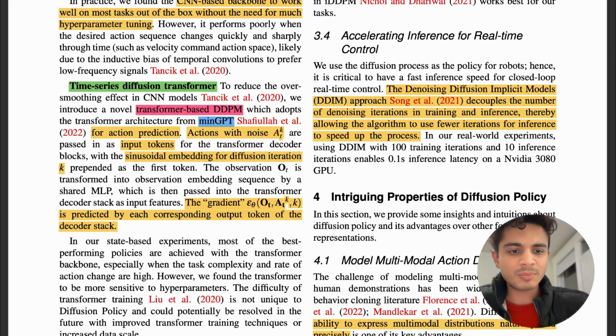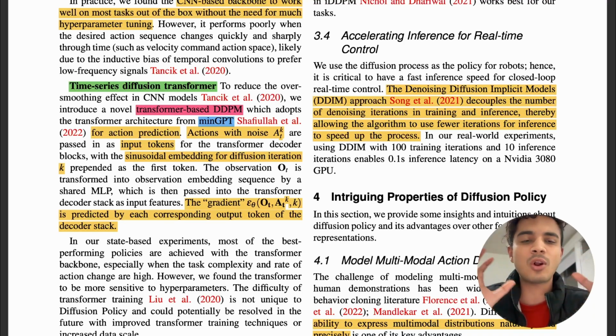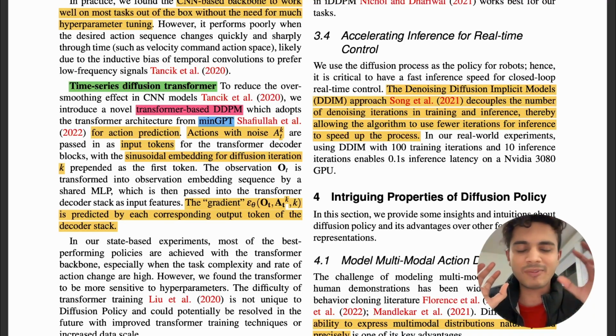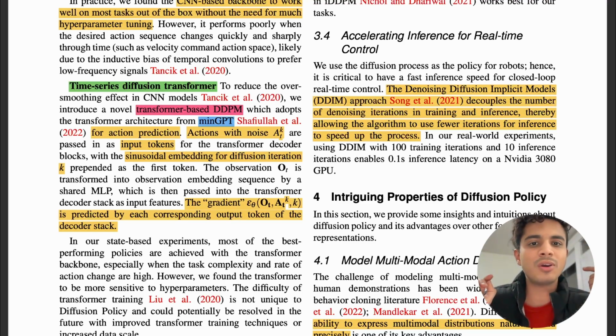There is a difference in the behavior of training and inference, and that is being talked about in section 3.4. What they're saying is that the denoising diffusion implicit models, DDIM, approach decouples the number of denoising iterations in training and inference. So it means that they are not similar. The number of iterations used in training is not exactly the same as the number of iterations in inference. This allows the algorithm to use fewer iterations for inference to speed up the process. We want our inference to be very quick.